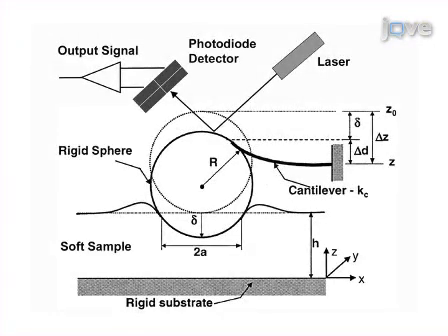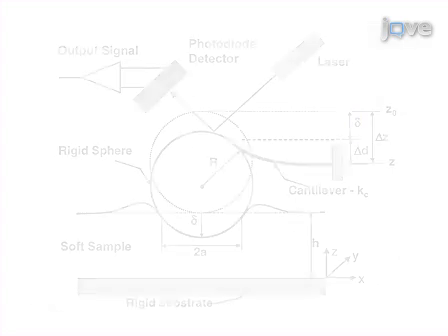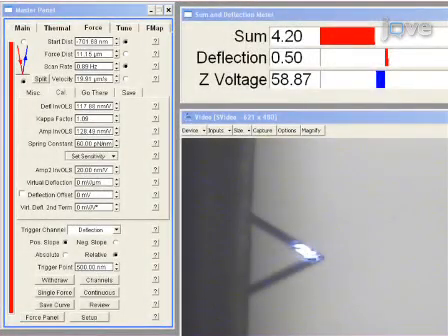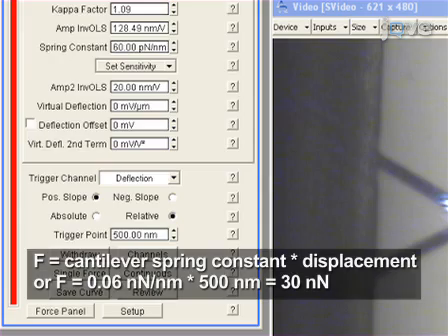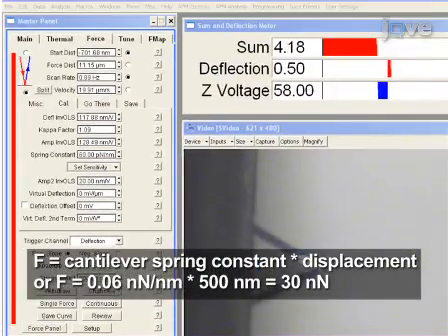Accurate AFM microindentation characterization of soft samples requires small indentation depths to avoid large local strains, which invalidate the Hertz model used for elastic modulus calculation. To avoid large strains, perform indentation in trigger mode by setting the cantilever maximum deflection to 500 nanometers. This deflection limit will restrain the maximum indentation force to less than 30 nanonewtons.